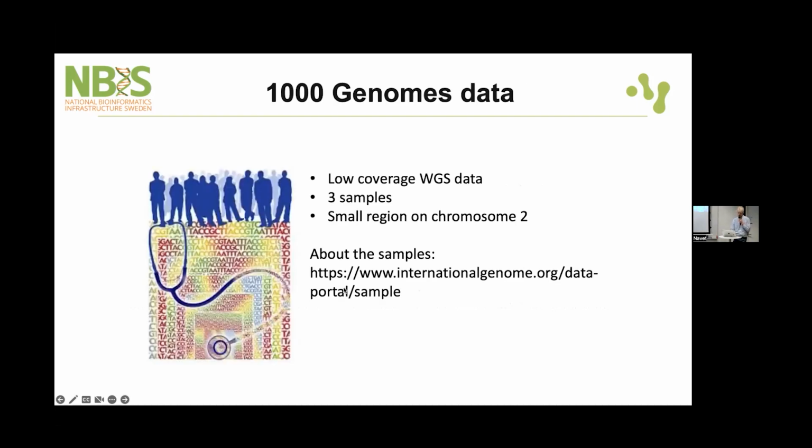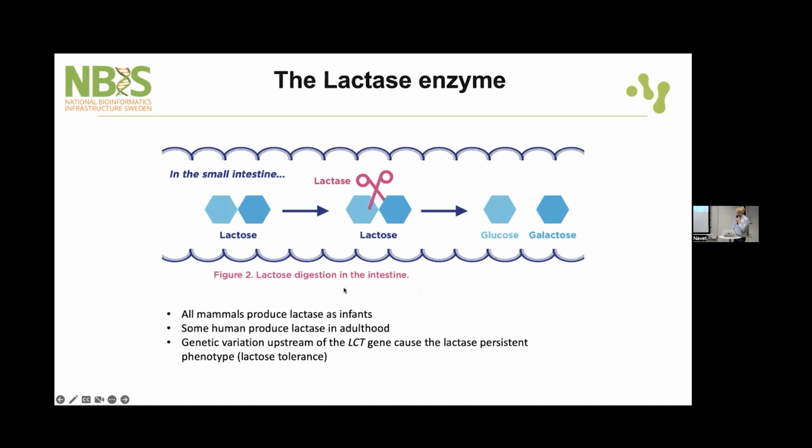Now, in today's exercise, we will use 1000 Genomes data, just 3 samples, and we have subsetted the data to a small section on chromosome 2. That part of chromosome 2 contains the lactase gene, which codes for the lactase enzyme. And this is an important variant because all over the world, some different variants have emerged that allow us to retain the capability to produce lactase in adulthood.